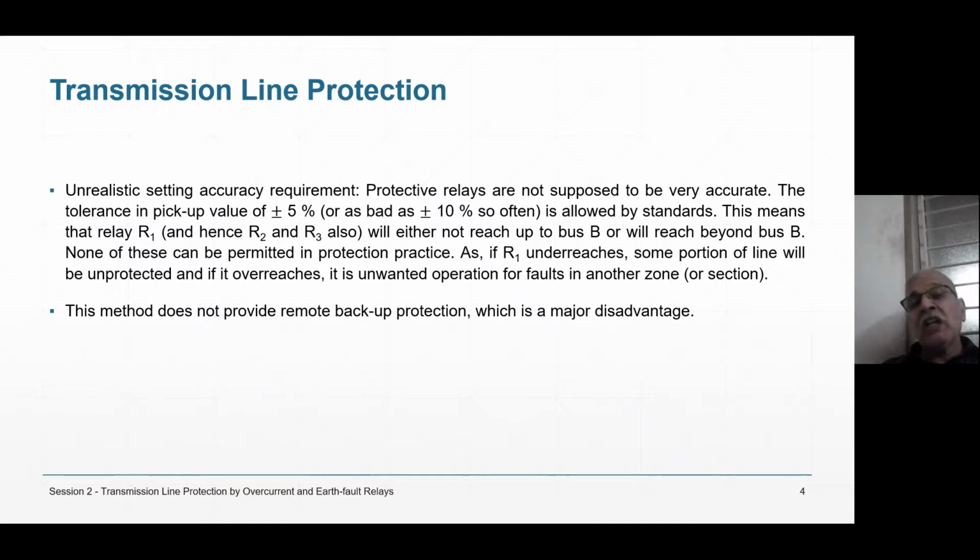So backup in relaying is a must. You must be ready for at least a second line of defense. For very important equipment like generators, we go up to 4 lines of defense. But at least for a transmission line, you should go for at least 2 lines of defense: first primary and second backup, or first main and secondary, whatever you call it. Right? So it does not give backup. That is the second disadvantage.